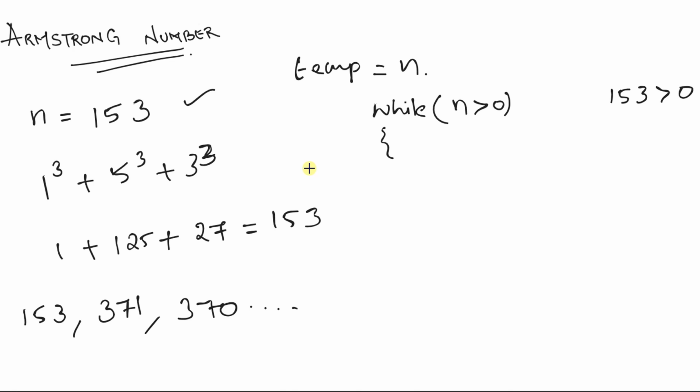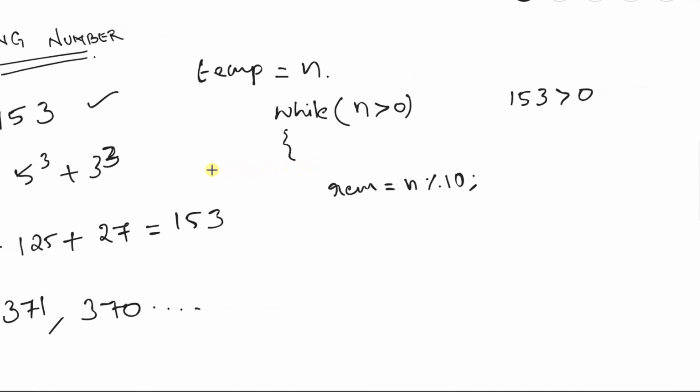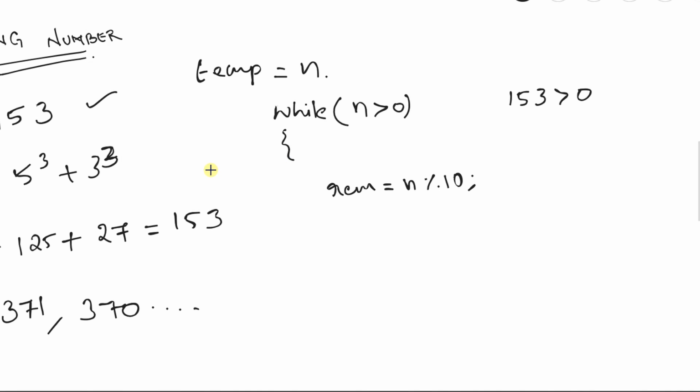Then we find one value called remainder. We find the remainder as n mod 10. What this actually means is that 153 mod 10 extracts the last digit of this number. When we do 153 mod 10, we divide it by 10 and take the remainder. When you divide it by 10, 3 will be the remainder. So the remainder will be equal to 3 in the first step, and we got that particular digit.